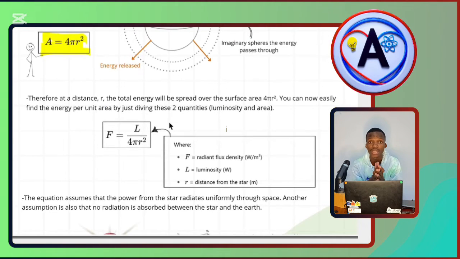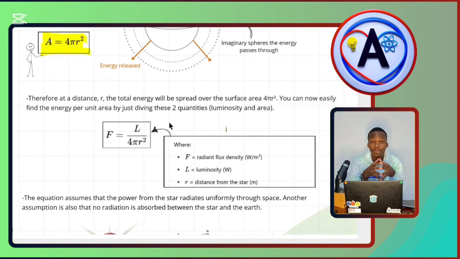Now, at a distance r, the energy will be spread over the surface area 4 pi r squared. You can easily find the energy per unit area because you have the total energy being emitted, that's the luminosity per second, and you have the total area, that's 4 pi r squared. Divide the two and you're able to calculate radiant flux intensity. A little bit of a mistake here. This is supposed to be radiant flux intensity. It's measured in watts per square meter. Luminosity is measured in watts, and r is the distance, measured in meters.